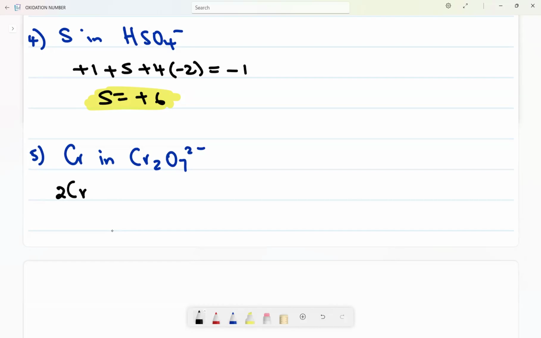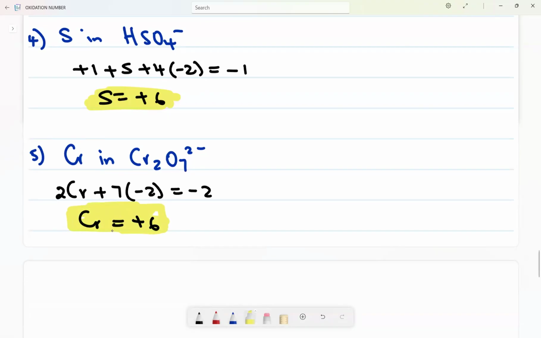How many chromiums do we have? We have 2 plus how many oxygens? 7 oxygens, and oxygen is always minus 2, and it's going to be equal to what? Can you see the net oxidation number? It is minus 2. And then when you do your mathematics, you see that your chromium is -2 plus 14, which is 12, and then it is plus 6. Don't cram these numbers. They vary depending on what they react with, guys.